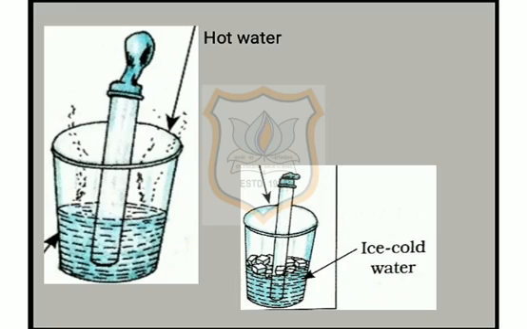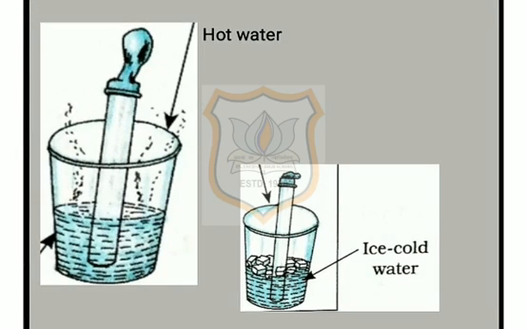We will observe that when the test tube with the balloon is placed in hot water, the balloon gets inflated. You can see in the picture. On taking the test tube out of hot water, it cools and the inflated balloon contracts. Then when the test tube with the balloon is placed in ice cold water, the balloon contracts more. Clear, students? So we conclude that air expands on heating and contracts on cooling.